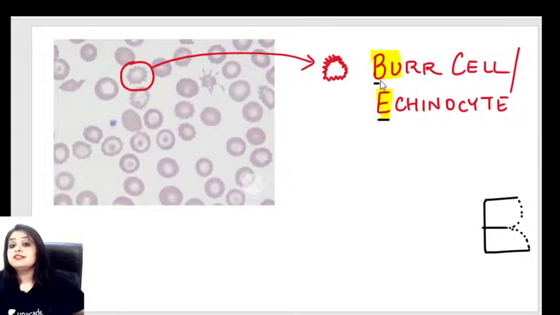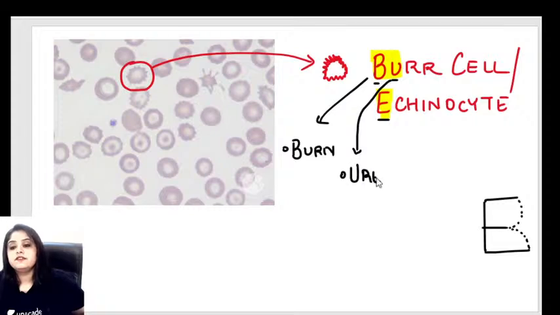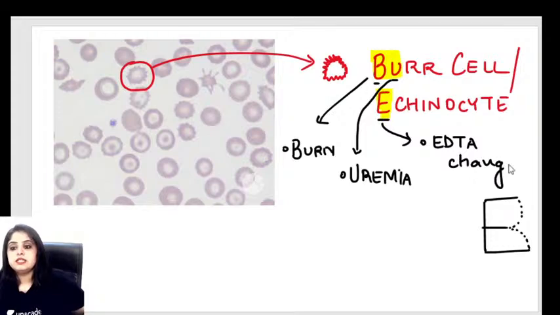Next, where do I see these? I see this in three conditions. Listen very carefully. First and foremost, these cells are seen in burn patients. Number two, these cells are seen in patients with renal failure, that is, patients who have uremia. And number three, these are seen with prolonged EDTA changes. Means if the blood is kept in EDTA for a very, very long time, this kind of cell can come up. I think many of you did know this answer, which is very good.